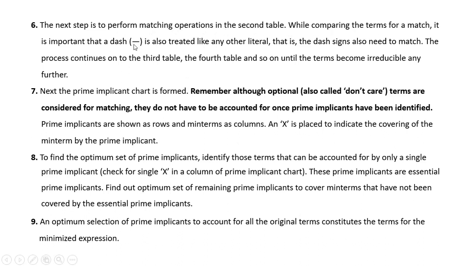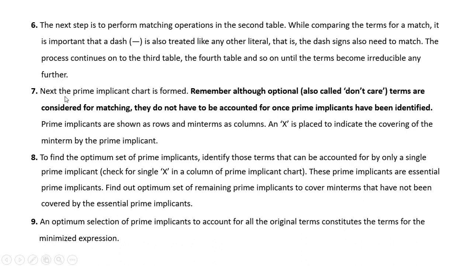Similarly, a dash will represent a 1 bit difference. For the third table, we will have variables as well as dashes. So this dash is also treated like any other variable. That is, the dash signs also need to match, so you have to match dash with dash. If in one minterm of a pair it is a dash and in the other it is a 1, it will also count as a 1 bit change. So the process continues on the third table, the fourth table, and so on until the terms become irreducible any further.